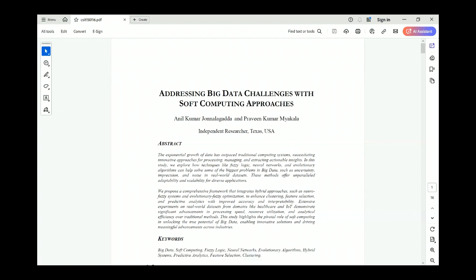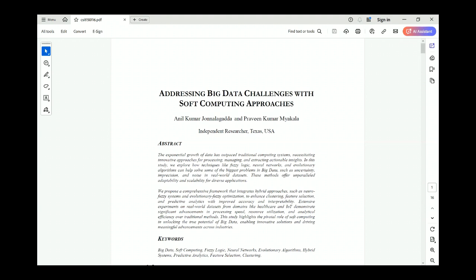The role of soft computing, we discussed it at a high level here. It's completely different from hard computing. Soft computing tolerates imprecision and uncertainty in the big data area. The key techniques we discussed in the paper are fuzzy logic, neural networks, and evolutionary algorithms.